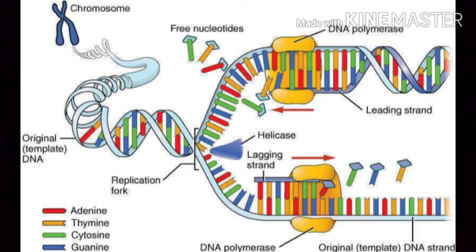DNA helicase disrupts the hydrogen bonding between base pairs to separate the strands into a Y-shape known as the replication fork. This area will be the template for replication to begin.